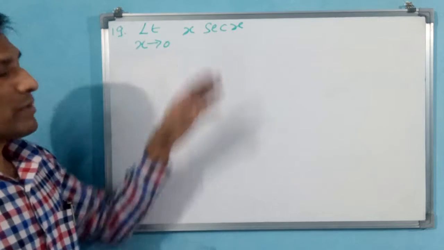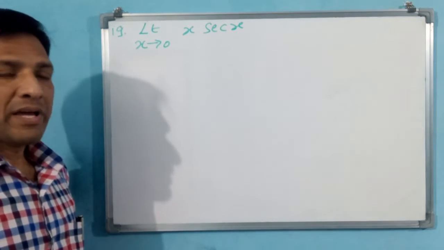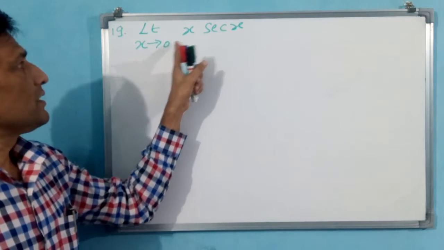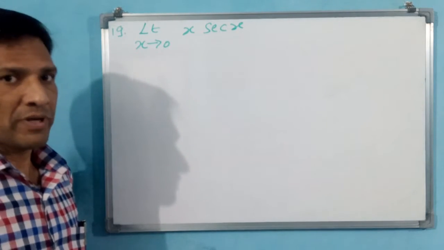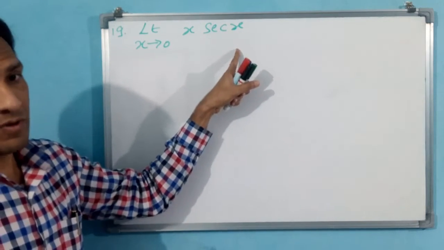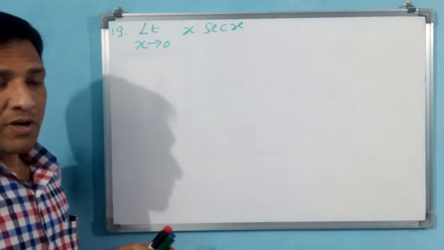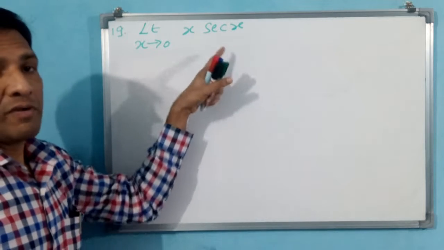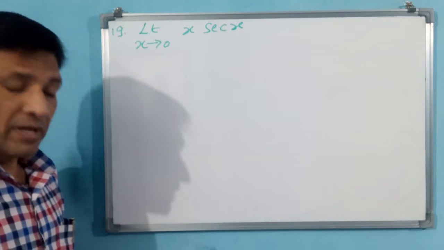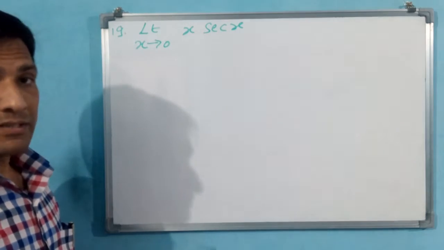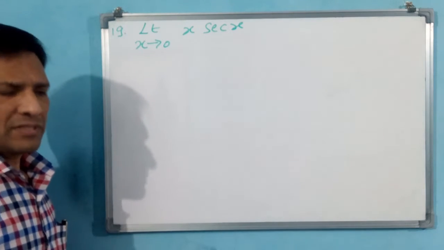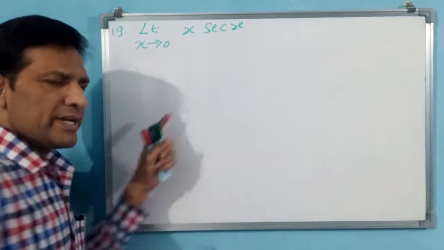Normally, if you apply x is 0, 0 has to become, but this should not be 1 by 0. 1 by 0 means again you don't know what is going to happen. Why? Because 1 by 0 means 0 by 0 will come, and 0 by 0 means again you have to change it to another case. Let us see, secant x, how can you write?